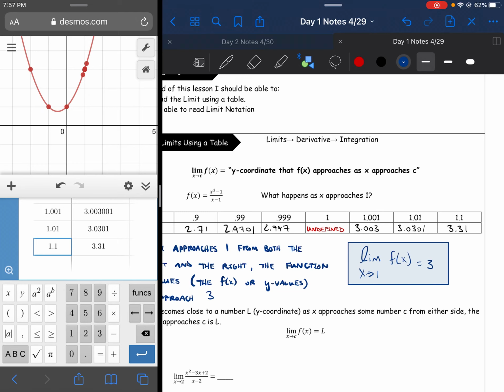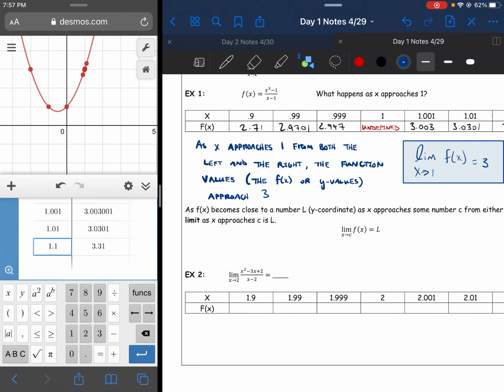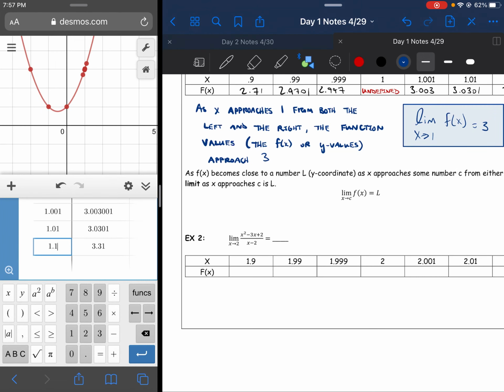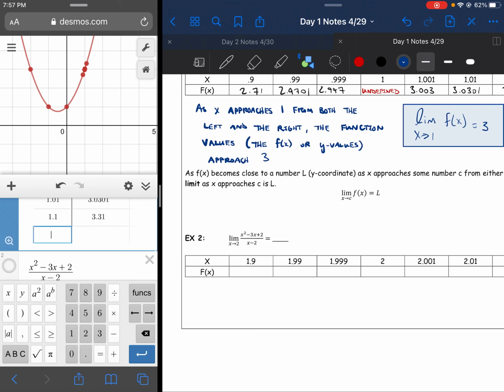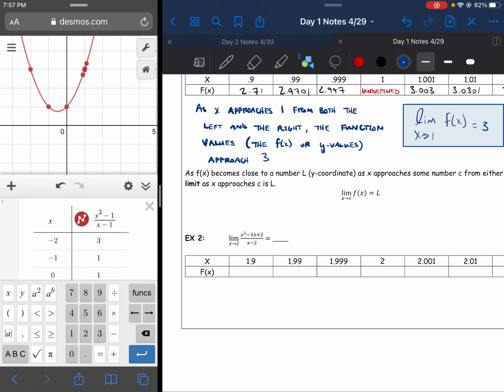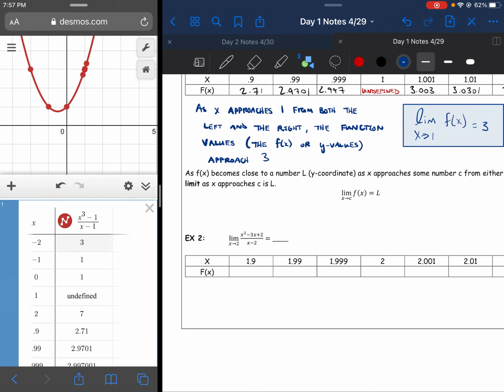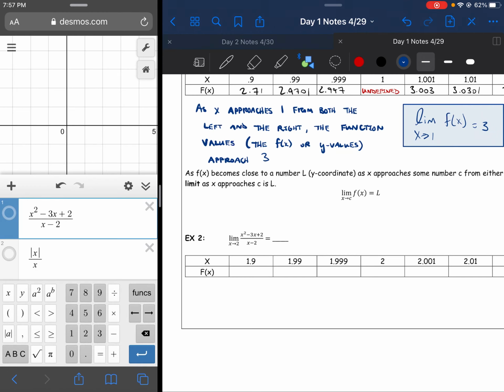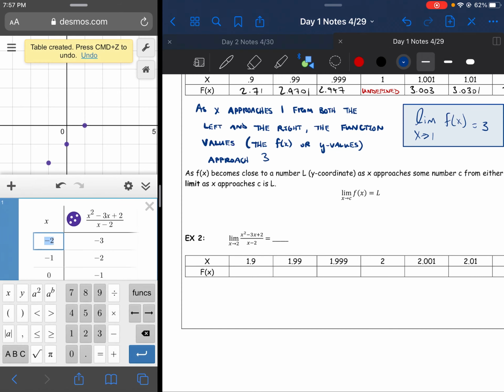Looking at our second example, let's do more of that same process. This time we have a new function. We want to find the limit of x squared minus 3x plus 2 over x minus 2 as x approaches 2. So once again, let's turn this into a table just to get quick access to the function values. And let's start to approach 2 from the left and the right.